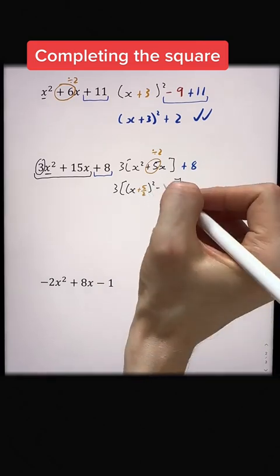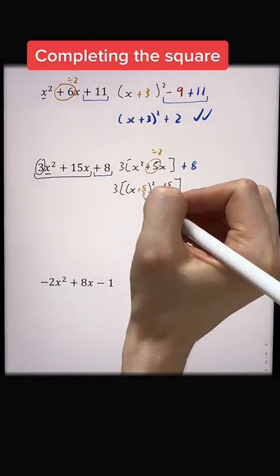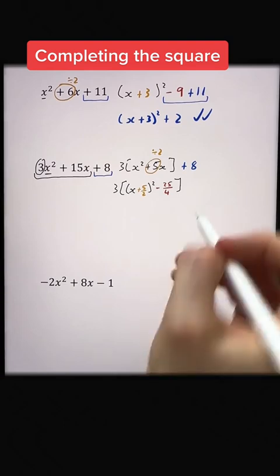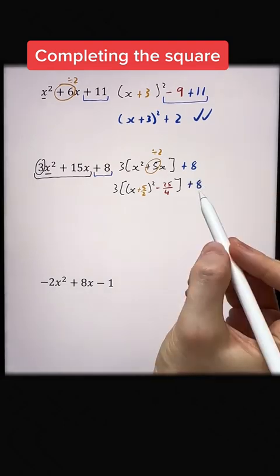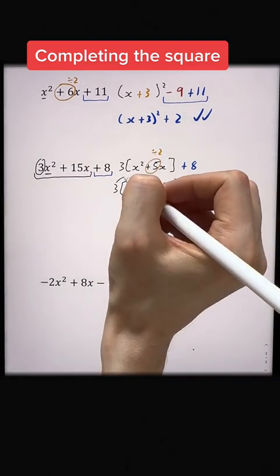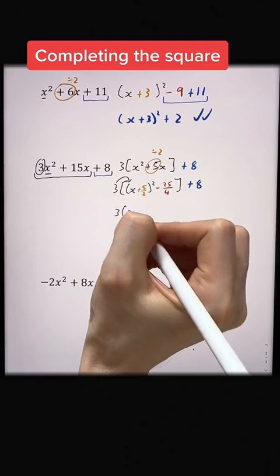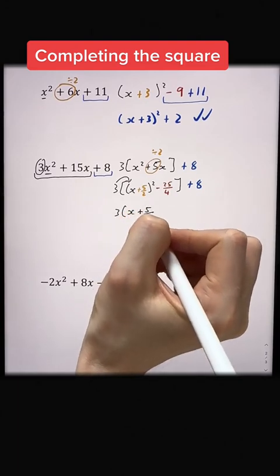So 5 squared on the top will give us 25. And the bottom 2 squared gives us 4. And I leave the positive 8 still on the outside. Multiplying the 3 back inside my square brackets, the 3 is going to be multiplied in front of my x plus 5 over 2 in brackets squared.